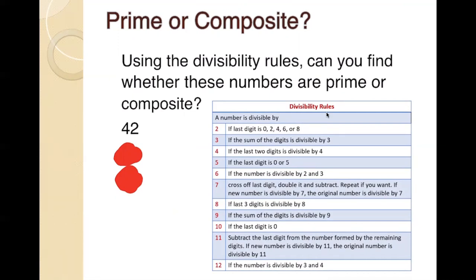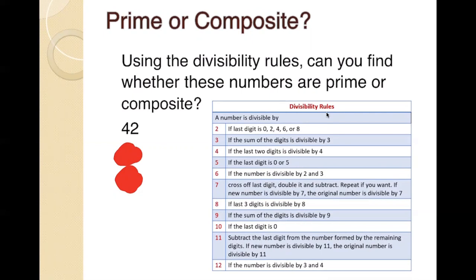Well, if it's divisible by 2, then it's going to be a composite number. It can't be prime, because that means it will have 42 and 1 and 2 as factors, which means it can't be prime. And what makes you think that it's in the 2 times table? Well, it's an even number, and it's not the number 2. So therefore, this number, 42, is a composite number.